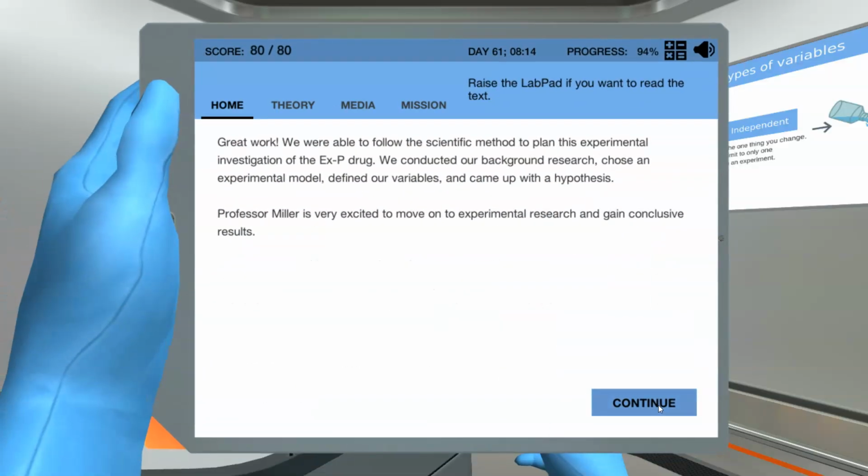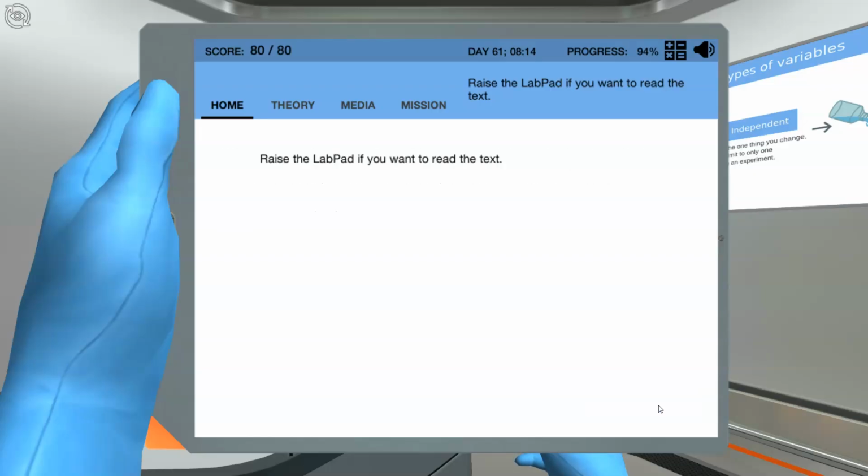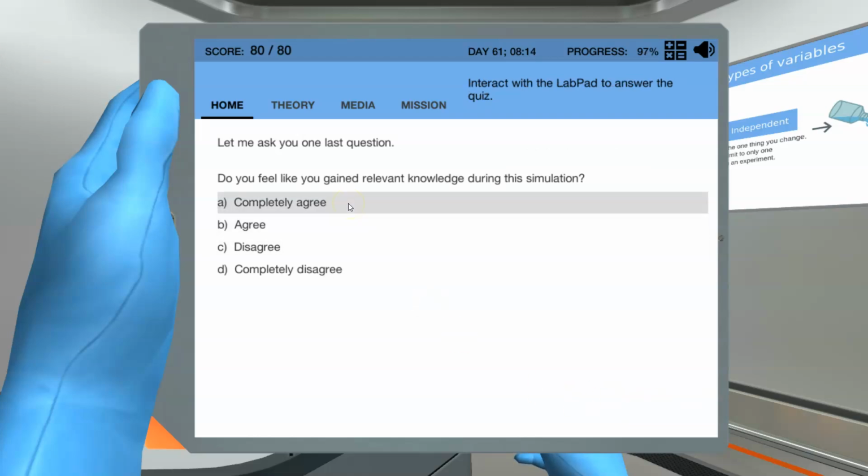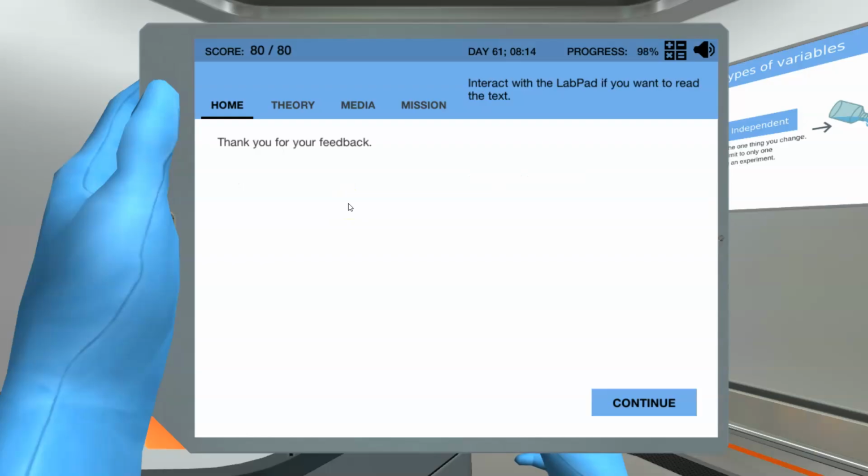Great work. We were able to follow the scientific method to plan this experimental investigation of the XP drug. We conducted our background research, chose an experimental model, defined our variables, and came up with a hypothesis. Professor Miller is very excited to move on to experimental research and gain conclusive results. Let me ask you one last question. Do you feel like you gained relevant knowledge during this simulation? Thank you for your feedback.